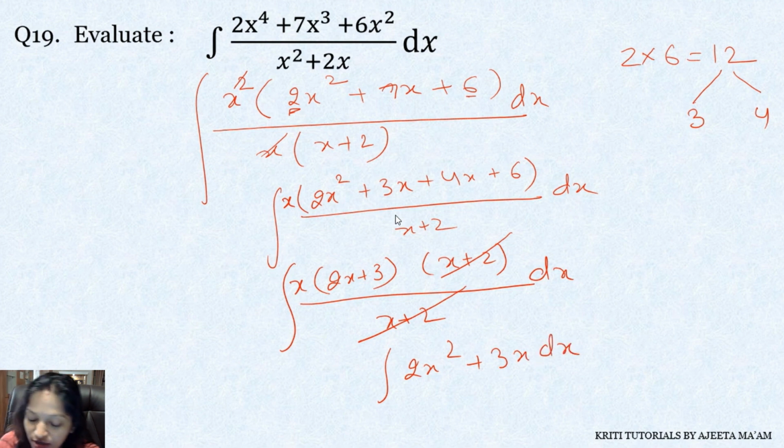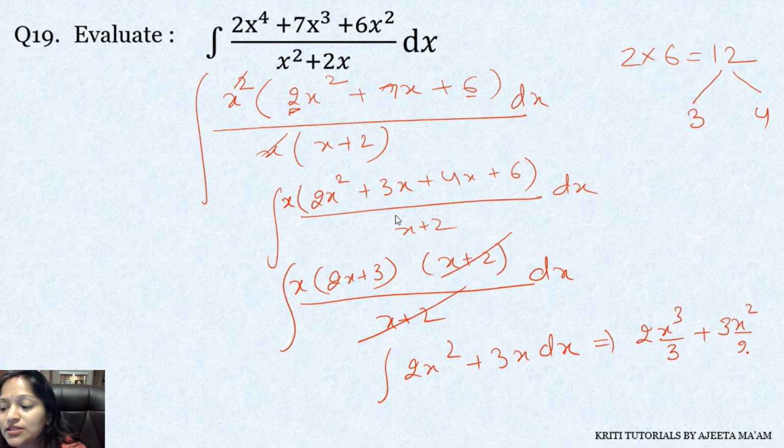So what is our integral now? 2, the integration of x square is x cube by 3. Then the integration of 3x is x square by 2 plus c. So that is our final answer. Just check how we have factorized it to reduce to a very simple function 2x square plus 3x, and then we integrate that simplified function. So don't worry, its power is 4, its power is 2. What are you going to do? Just factorize it. Okay, now let's move on to the next.